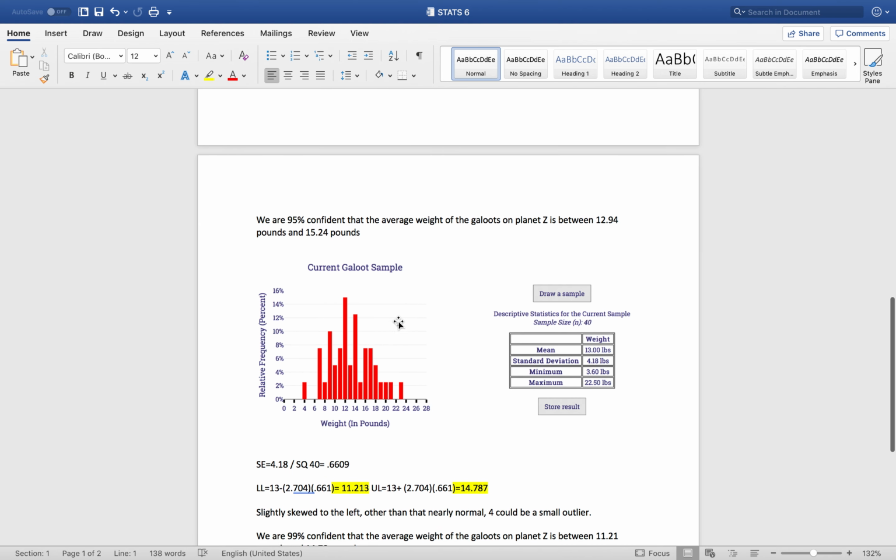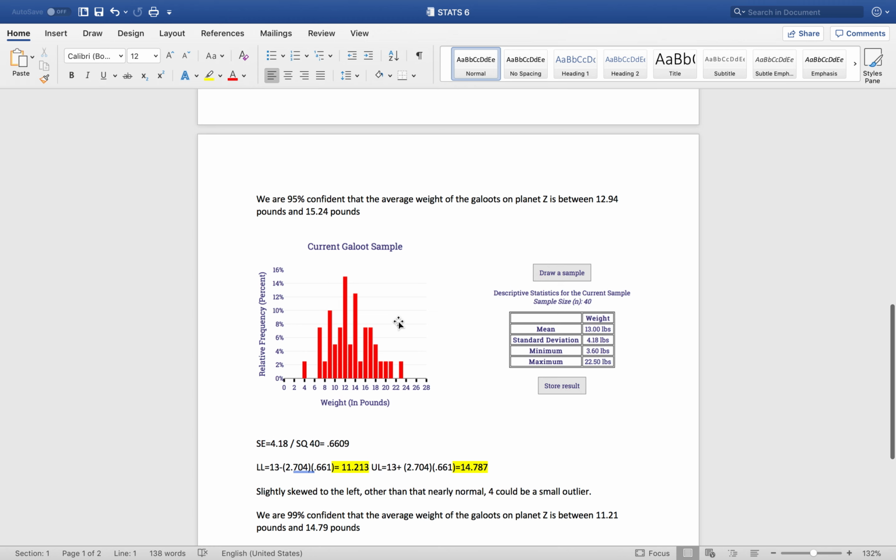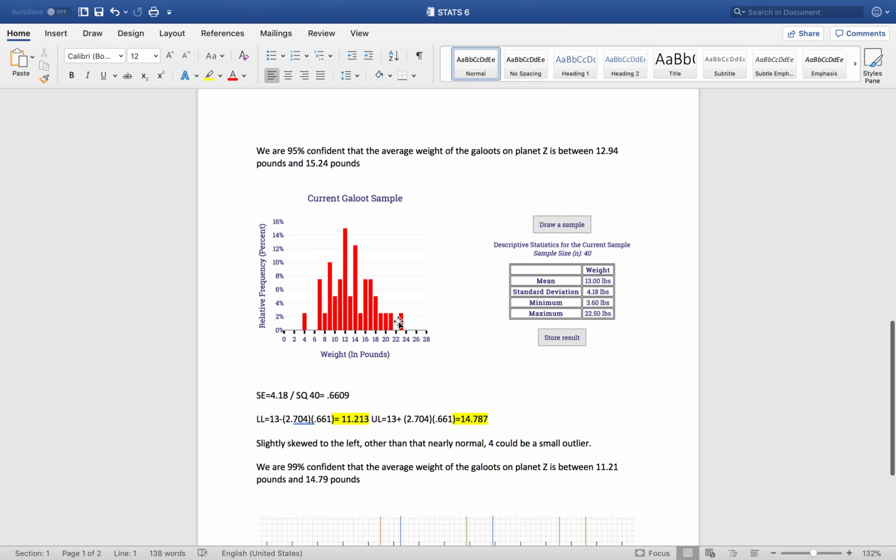For the next one, we're going to find the 99% confidence. I did the exact same thing with the sample size and just drew a new sample. For my standard error, I got 0.6609. Lower limit, I got 11.213 pounds. Upper limit, I got 14.787 pounds.